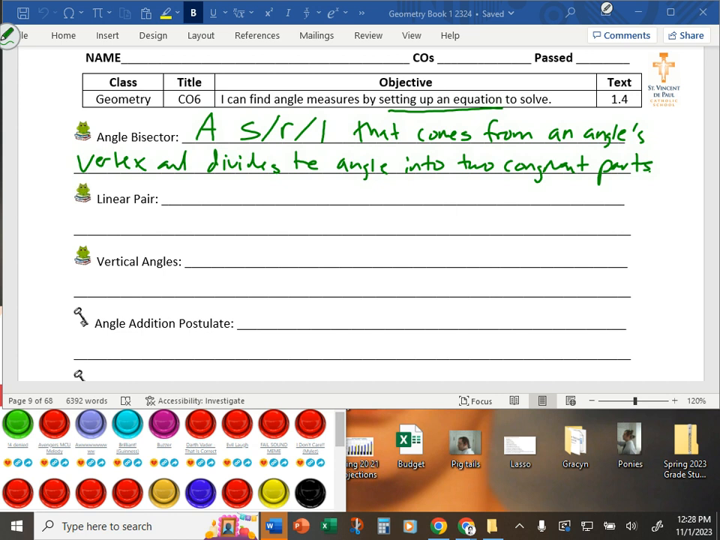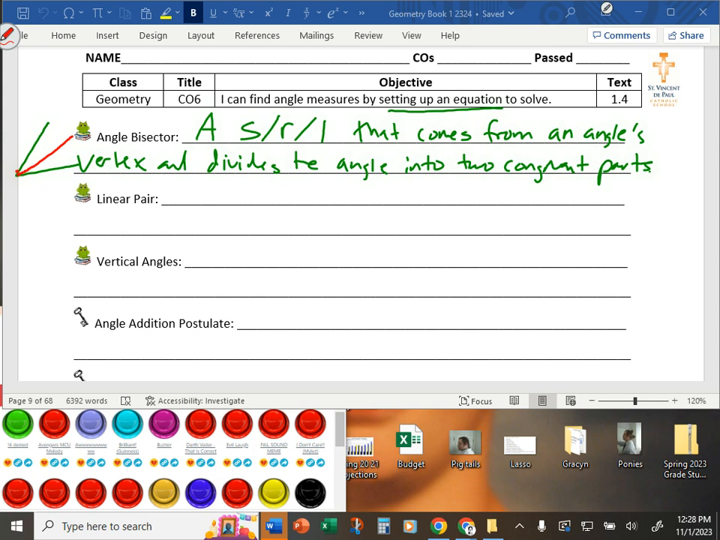A segment, ray, or line that comes from an angle's vertex and divides the angle into two congruent parts. So what does an angle bisector look like? Well, if we have an angle here, an angle bisector comes from the angle's vertex. Try and draw it kind of evenly here. There you go. And divides the angle into two congruent parts. Now, who knows how to label angles congruent?